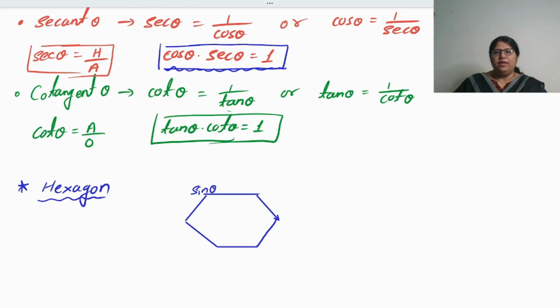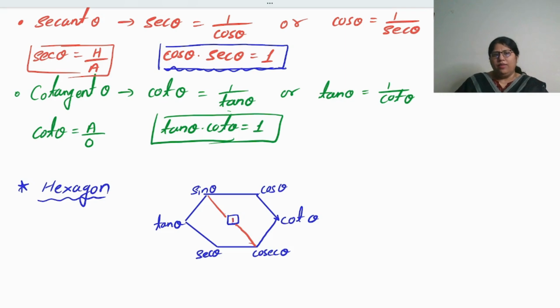Write down in each corner: sine theta, opposite to it is cos theta. Then here tan theta, opposite is cot theta. And then here sec theta, opposite is cosec theta. And at the center you join, and you write 1. Now how do we use this hexagon? First thing you should remember: if I want to use the reciprocal, join the opposite sides.